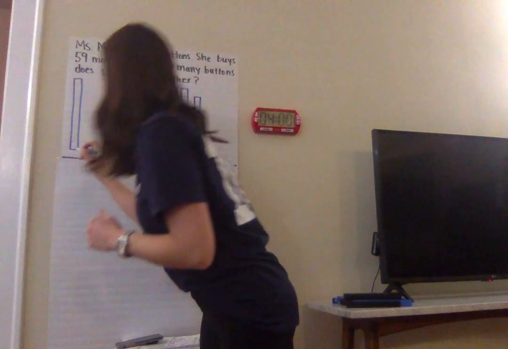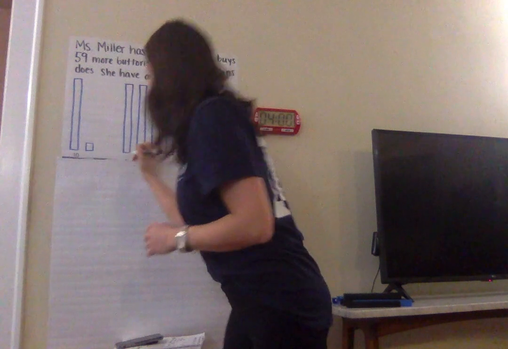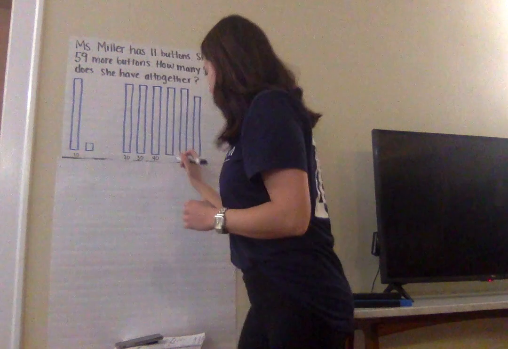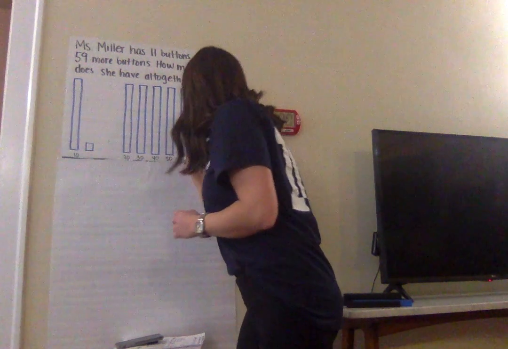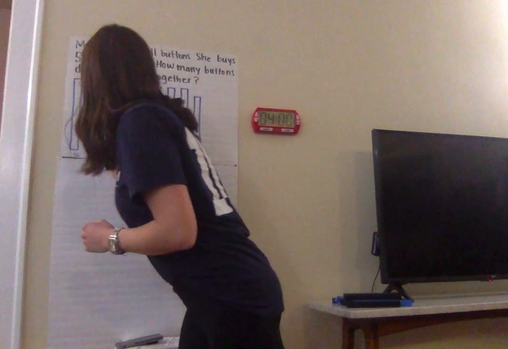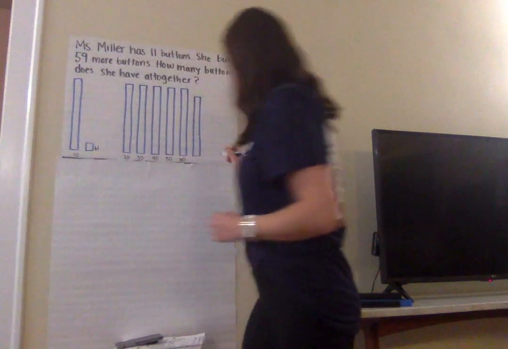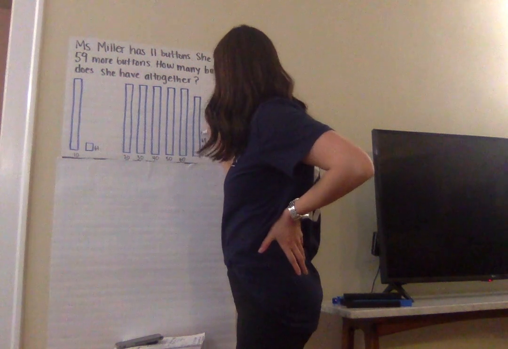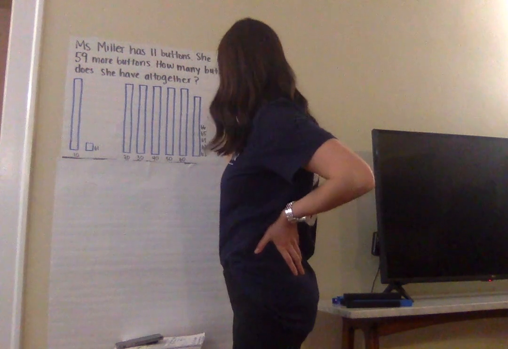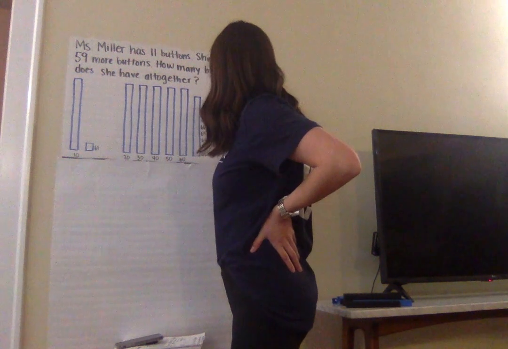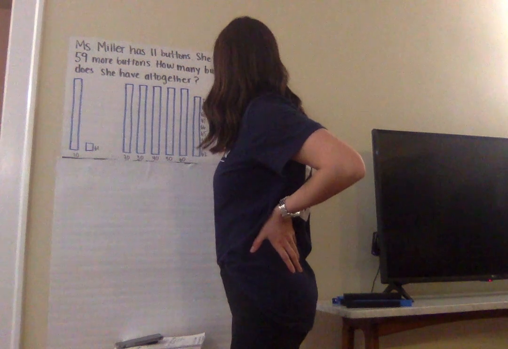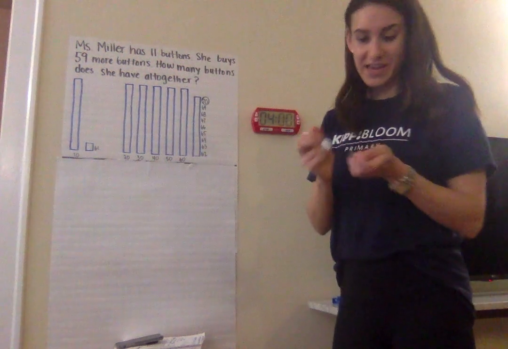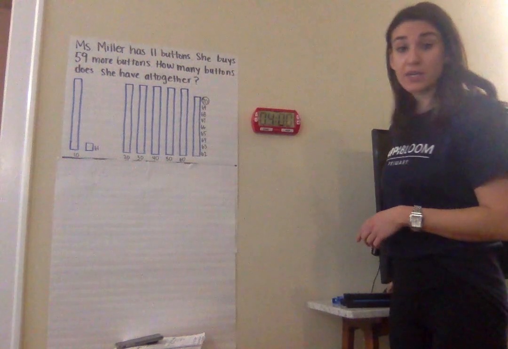So I counted it by going 10, 20, 30, 40, 50, 60, 61, 62, 63, 64, 65, 66, 67, 68, 69, 70. My total is 70. But I could also do this another way.